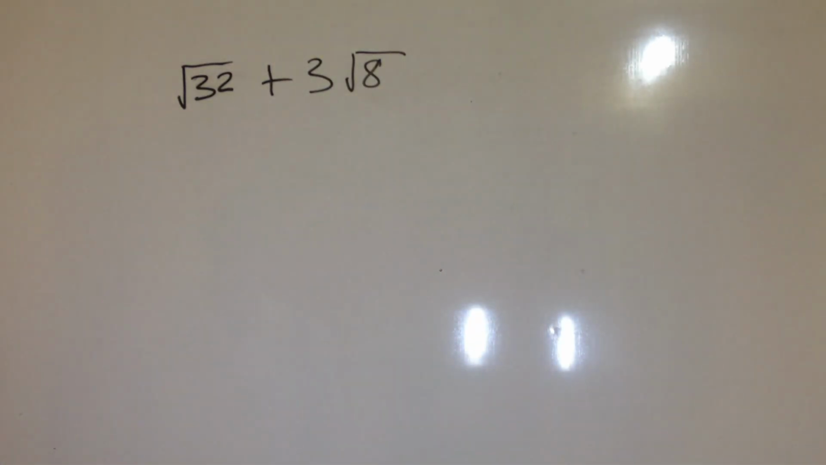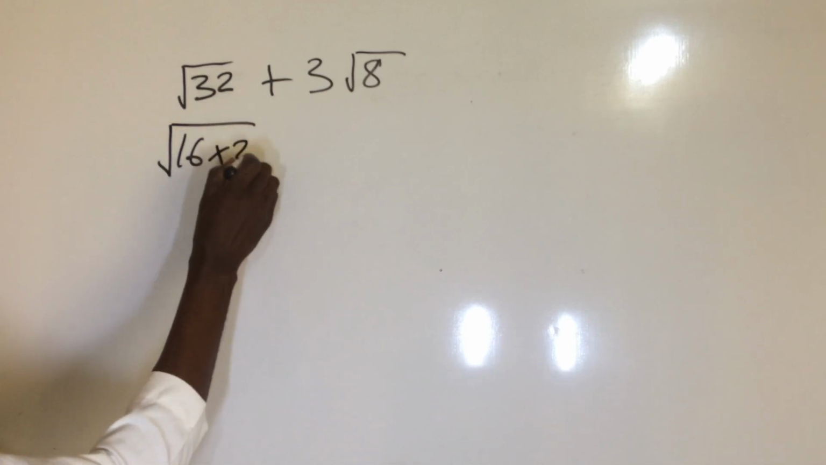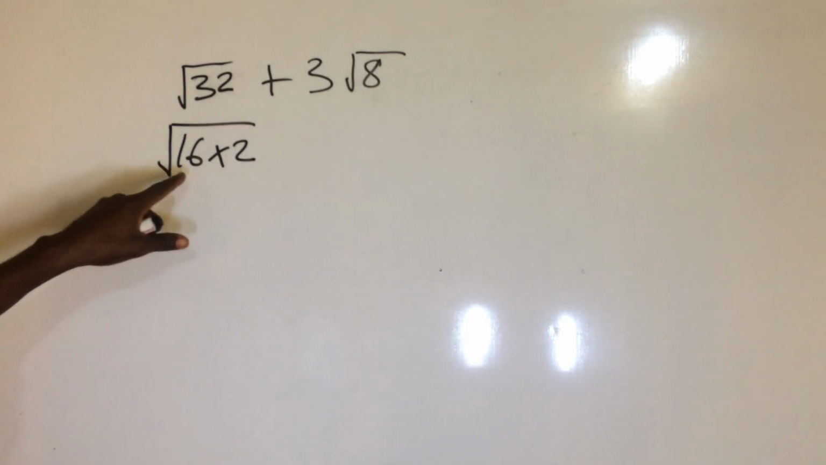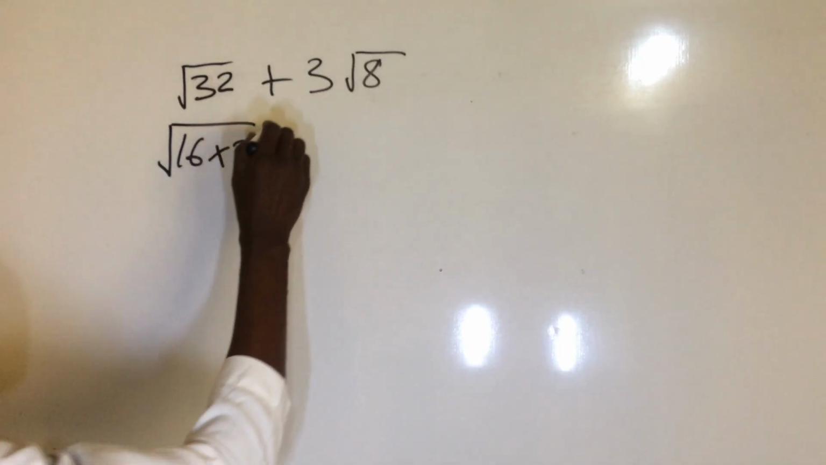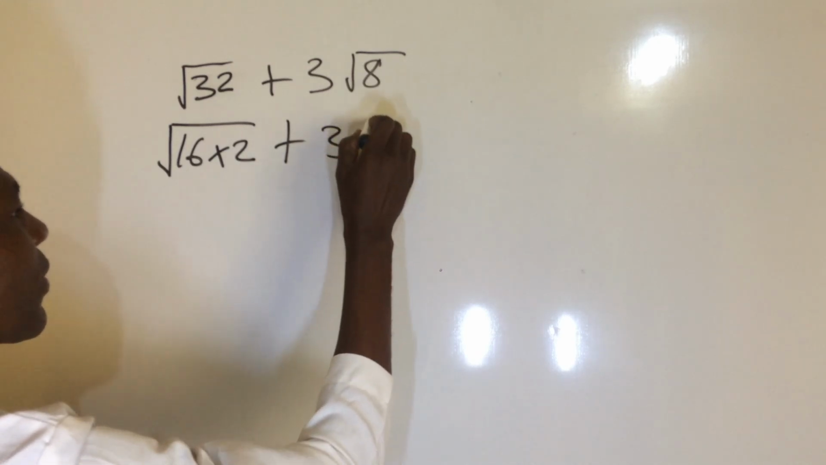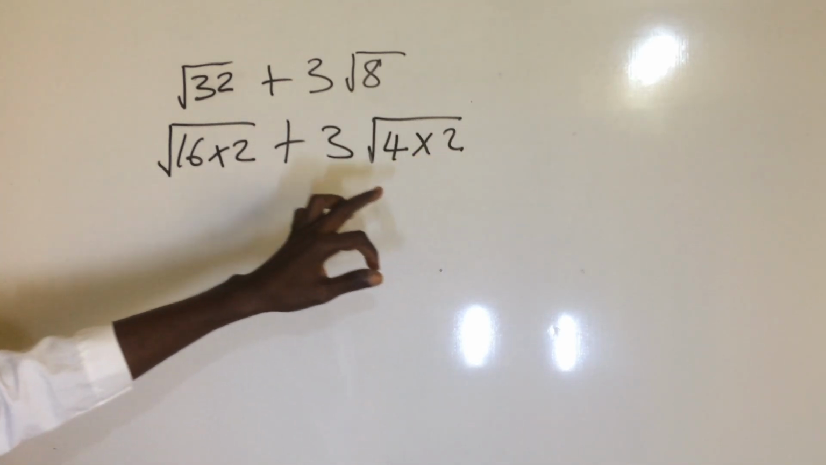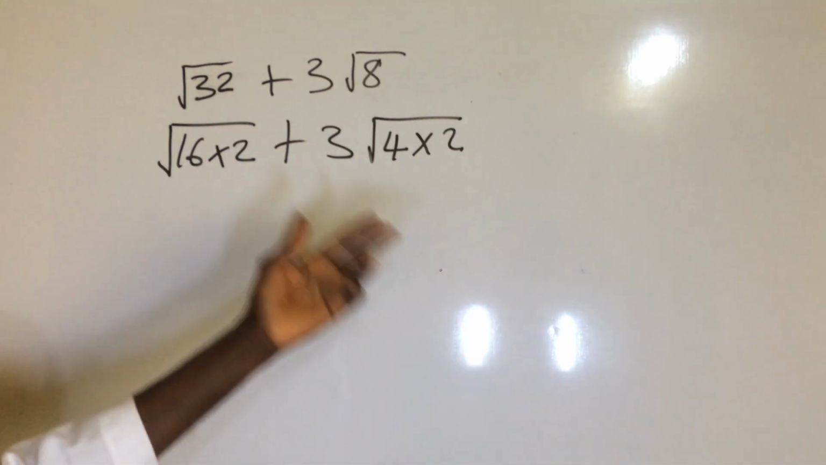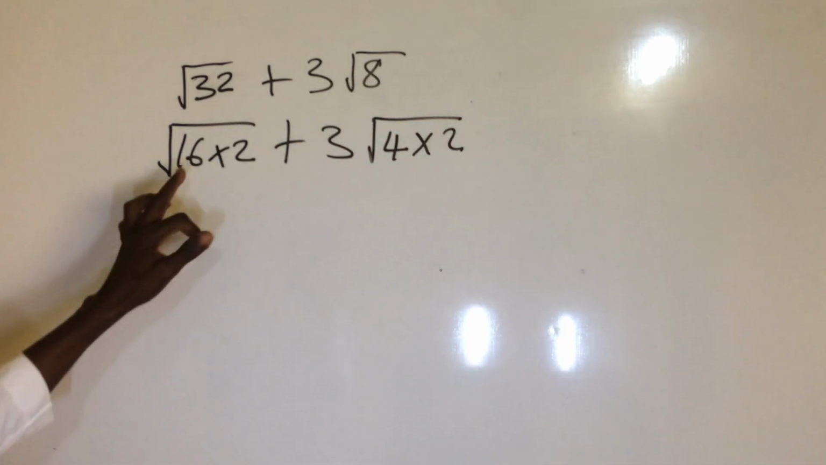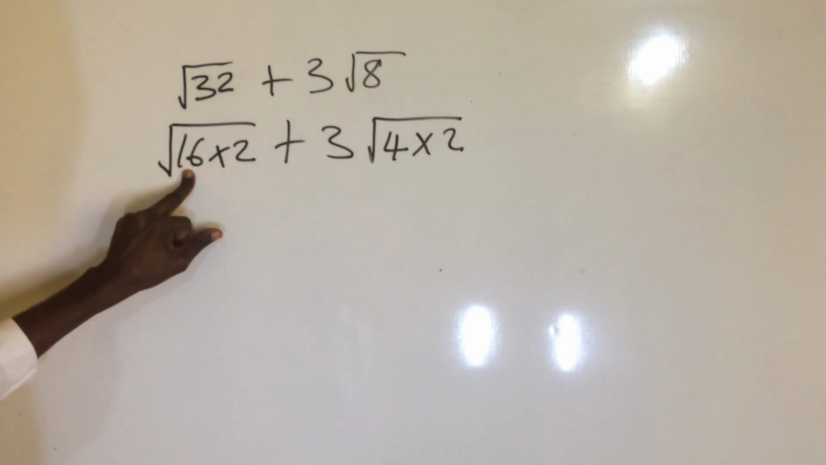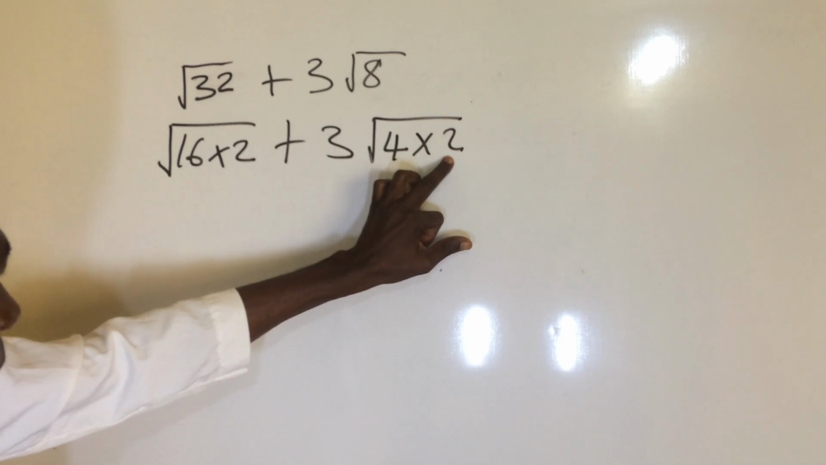The two numbers are 16 times 2. Okay, the two numbers are 16 and 2. And 16 times 2 gives us 32, plus 4 times 2. These are the two numbers where one of them is a perfect square and the other is not. 4 times 2 is 8, right? Now, 16 is a perfect square, but 2 is not. 4 is a perfect square, but 2 is not, okay?